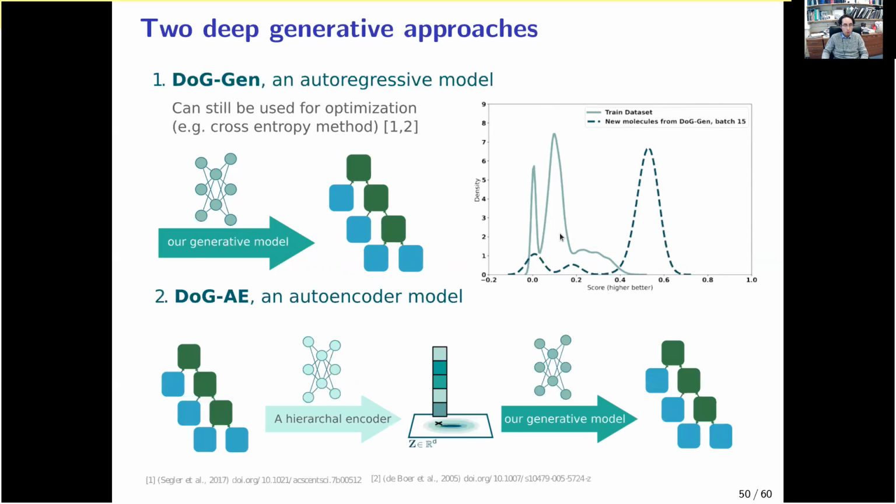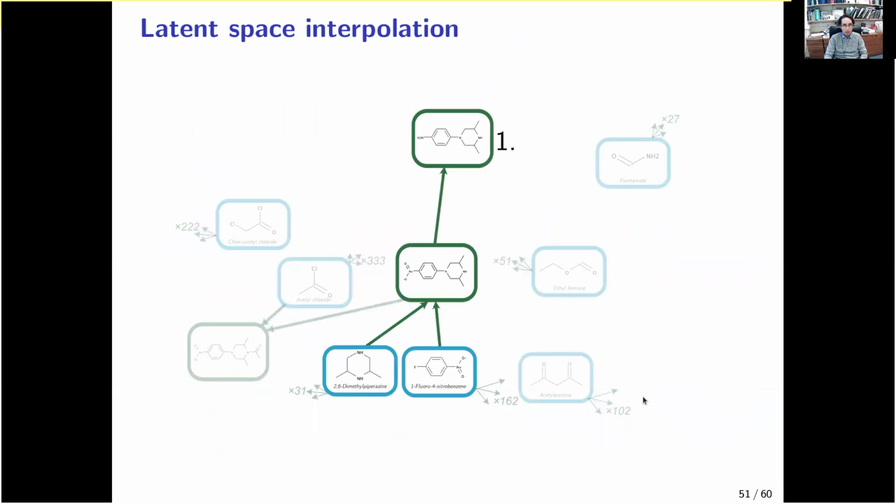Another approach is to combine this model with some encoder, and then we have a variational autoencoder model that maps synthesis trees into some continuous latent space. And then we can decode those trees back with our generative model. When we do that, we can actually have a continuous representation of the synthesis graphs. And this is shown here, how we can explore that latent space.